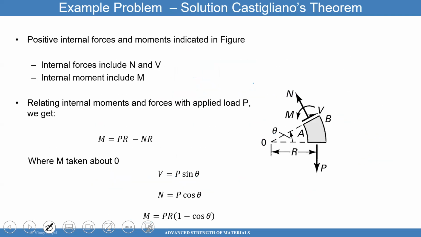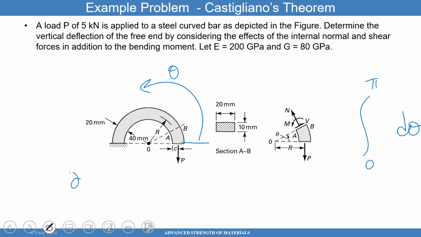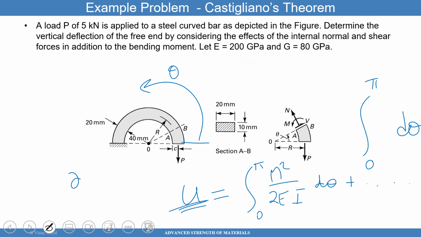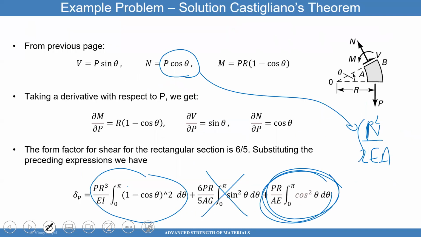Very straightforward. Again, all you have to do is calculate the energies. So U equals the integral from 0 to pi of M squared over 2EI d theta plus blah, blah, blah. And then you take the derivative of U with respect to the one you're looking for. Here it's the deflection at P, the load. So take the derivative of U with respect to P to get that deflection, and that'll give you delta. Does that make sense? Those are the steps that you need to do. And I think you'll be very pleased that everything will work out very nicely for you.